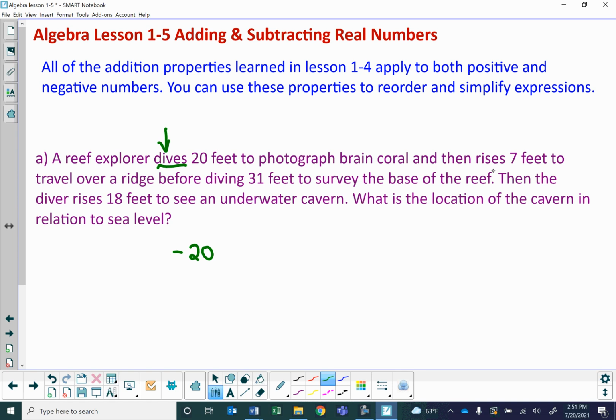Okay, they rise, that means they're going up. So we're going to say that's positive, plus 7. Okay, and they dive again, that's down 31. Then the diver rises, that's adding 18. All right, so that's all of our numbers. Negative 20 plus 7 minus 31 plus 18.